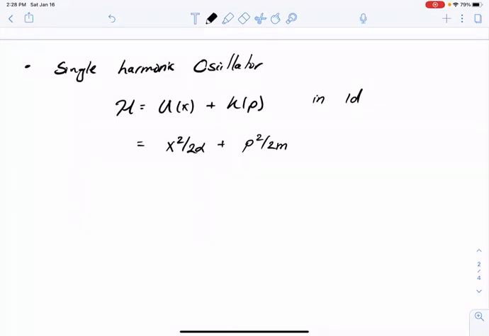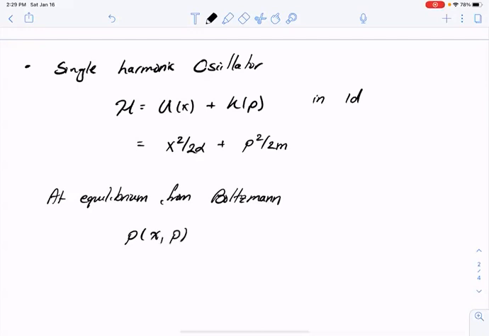From Boltzmann's statistics, we know immediately the probability of seeing the particle at position x and moving with momentum p, which is going to be given by the Boltzmann factor of its energy, e to the minus beta U of x minus beta K of p, up to some normalization constant.